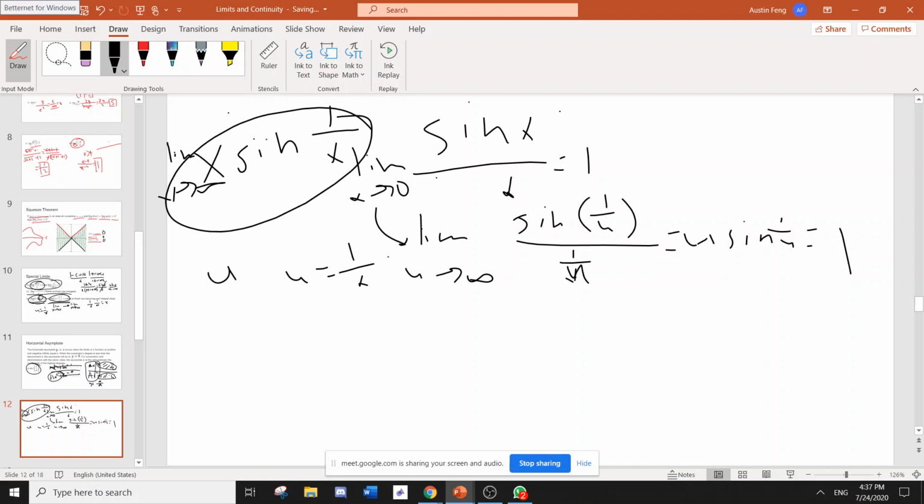And we see this is true for the positive side, but also when we account for the limit from the negative side, u also goes to negative infinity. So on both sides, the limit goes to 1. So the graph, on both sides, goes to 1. So this is 1.